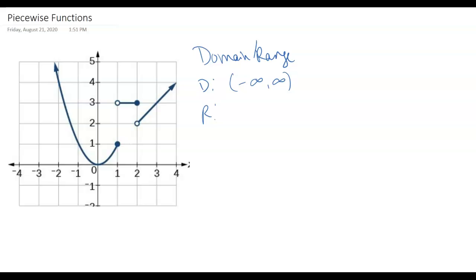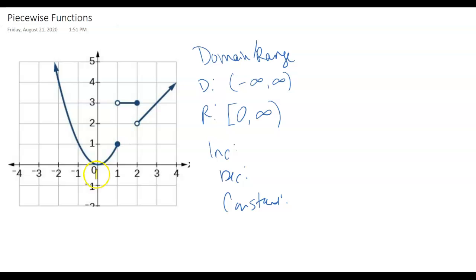Notice where it starts is a solid point, so the range is 0 to infinity, and of course infinity always gets parentheses. Okay, so there's our domain and range. Now what about increasing, decreasing, and constant? Well, you've already learned these, so this shouldn't be too terrible.